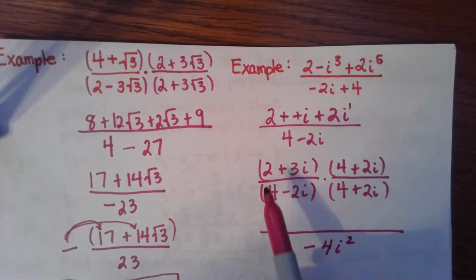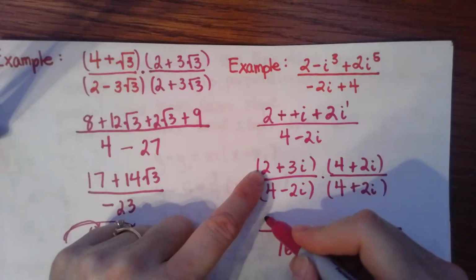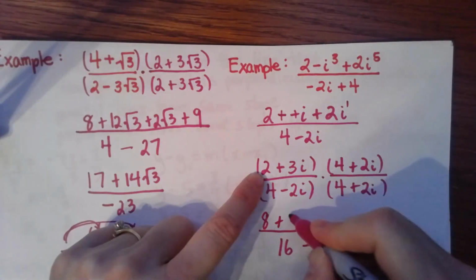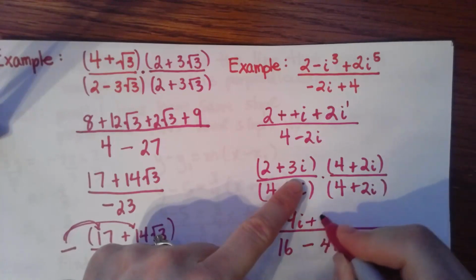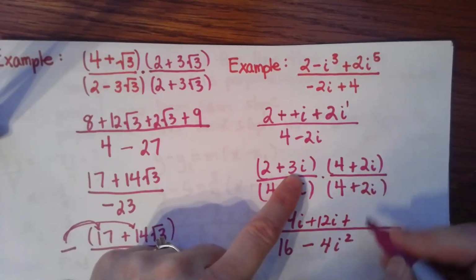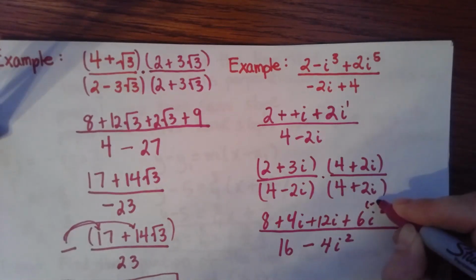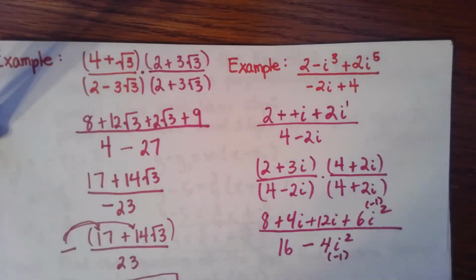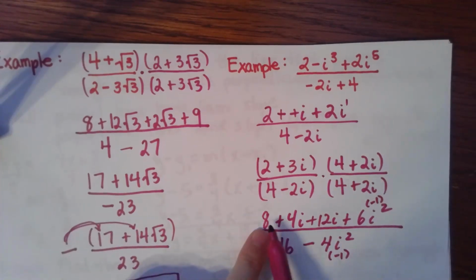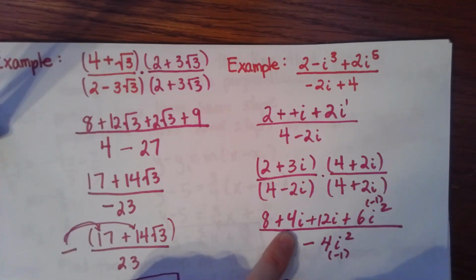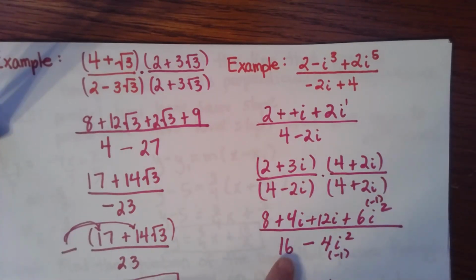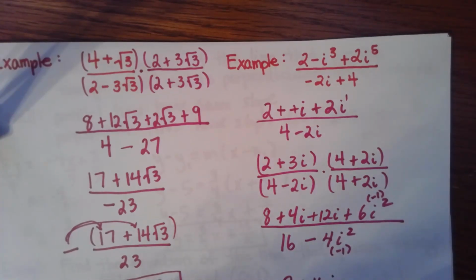Okay. And then the numerator, 2 times 4 is 8. And then we'll have a 4i. And then we'll have 12i. And then we'll get 6i squared. And then remembering that i squared is really negative 1. Okay, so this is really negative 1, and this is really negative 1. Okay, that means that we have 8 minus 6, which is 2. And then we have 16i. And here we have 16 minus negative 4, or 16 plus 4, which is 20.